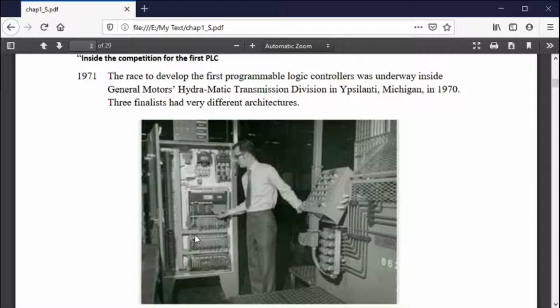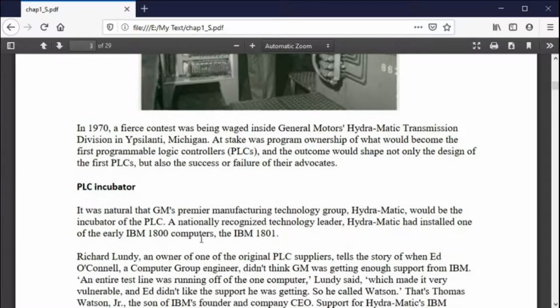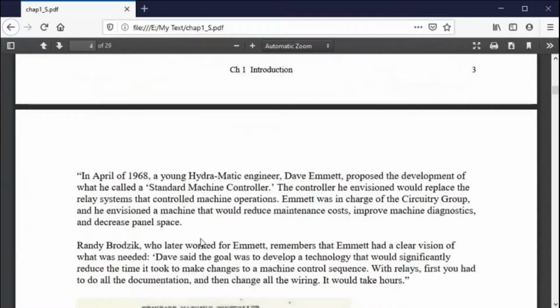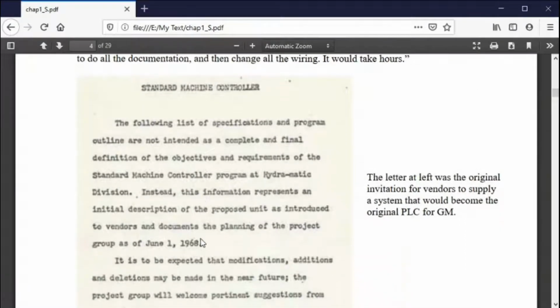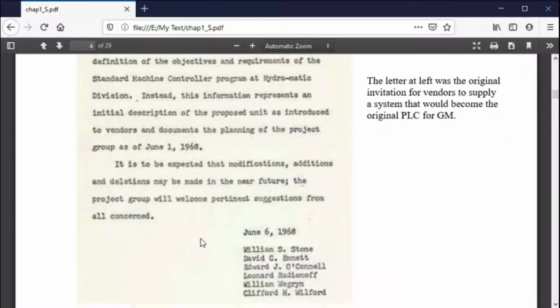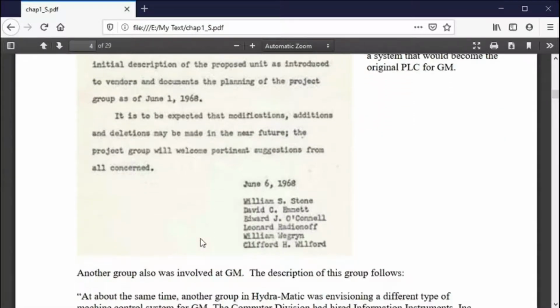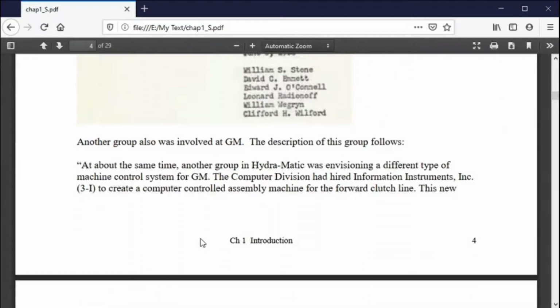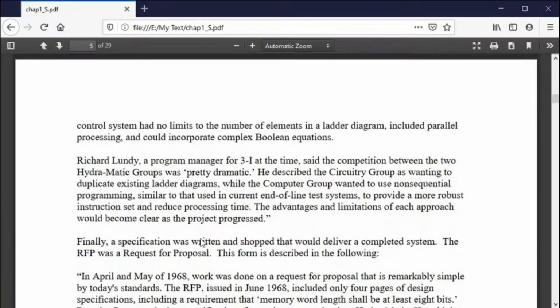So the General Motors Hydromatic Transmission Division in Ypsilanti, Michigan, was the group that wrote that first specification. And here's some of the output from that. This is still stuff that people have. This is part of the original specification. And people still have these, and some of the people that wrote this stuff are still alive, and it talks a little bit about it. And I copied this stuff down, and it's very interesting.